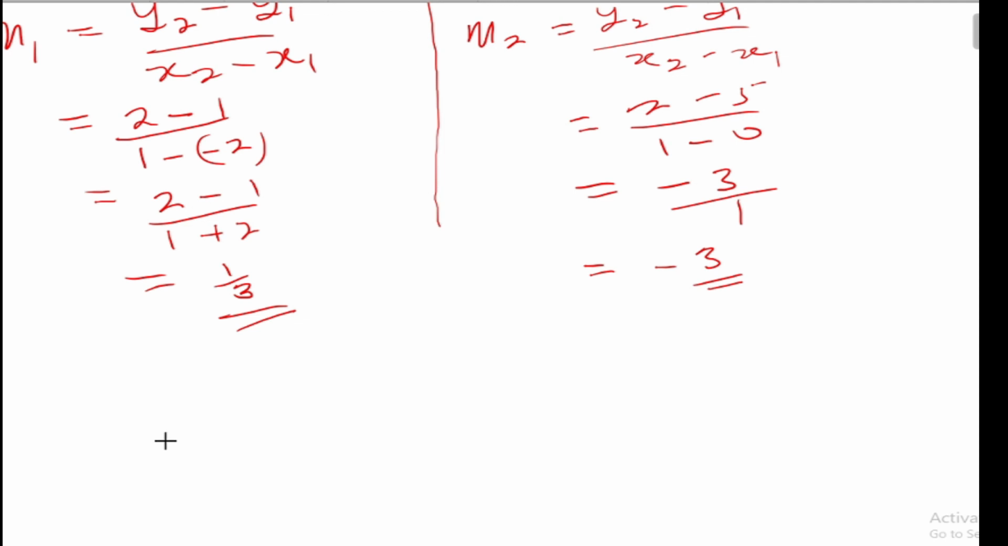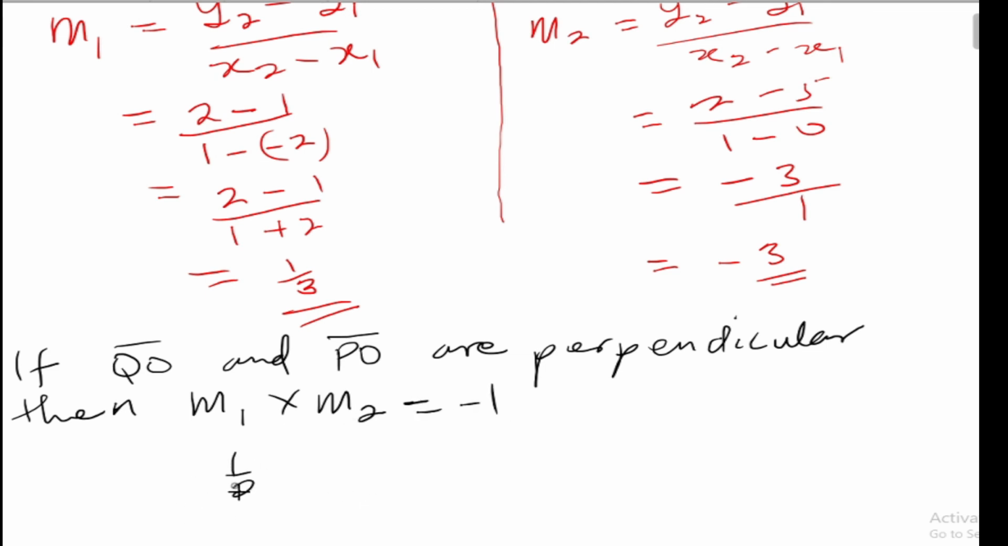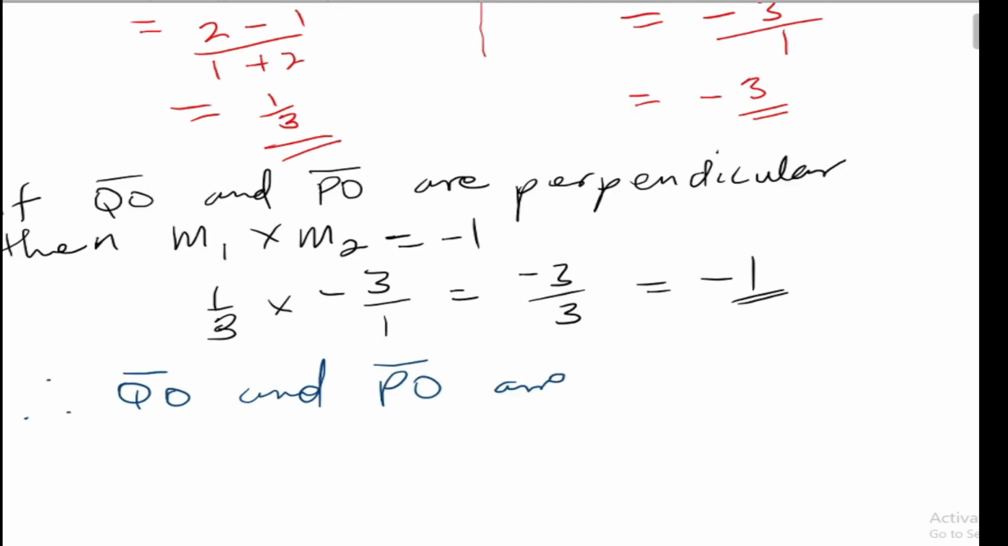Like I said earlier at the beginning of this calculation, if the product of these two gradients is -1, then the two line segments are perpendicular. That is what we are going to do right now. And let me write that before we prove. So here we have our proof. -1/3 times -3/1 gives us -1. So we conclude that therefore line segments QO and PO are perpendicular.